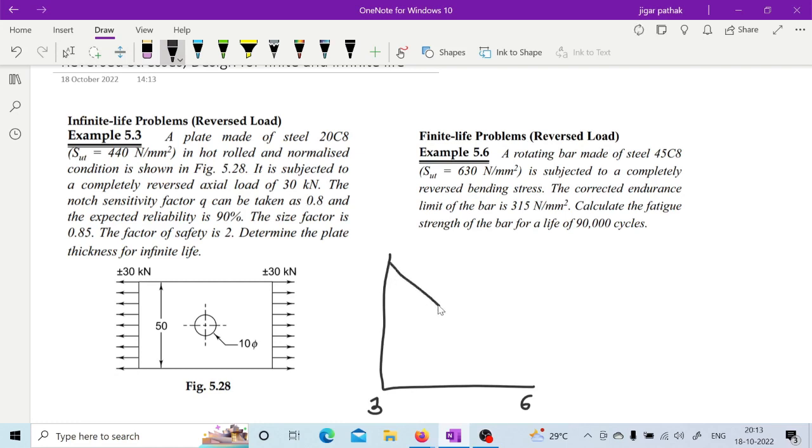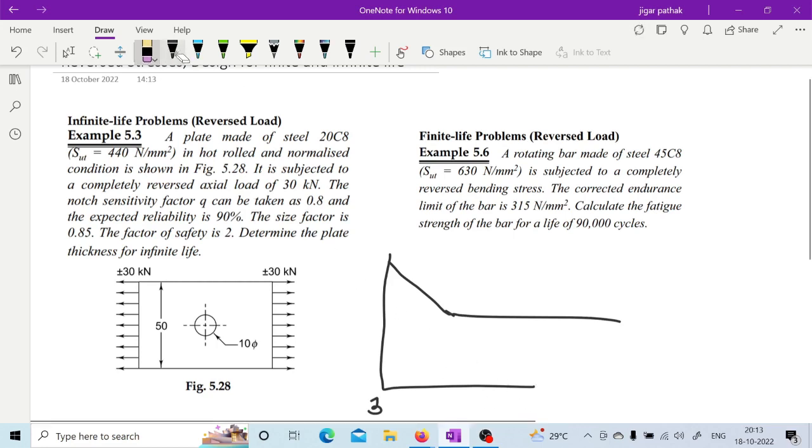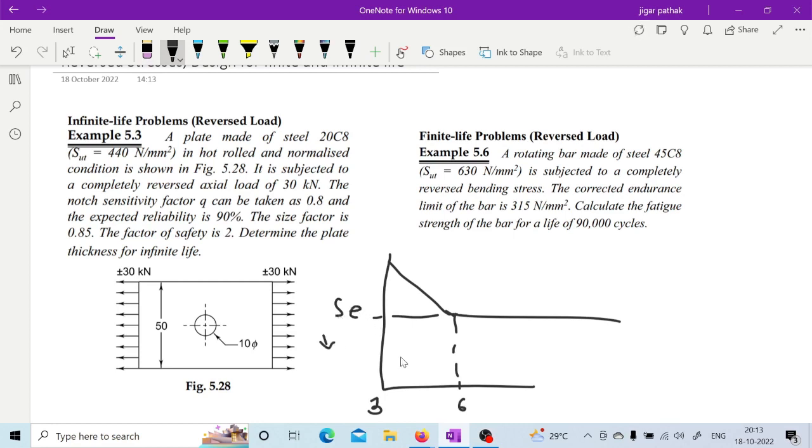So it will lie below this, and the 6 will be shifted to this, right? So that is why you will have this infinite life. Whenever this stress is less than this, it can go for infinite life, and whenever it is higher than this, it may have a certain finite life. So are you getting the differentiation between finite life and infinite life?